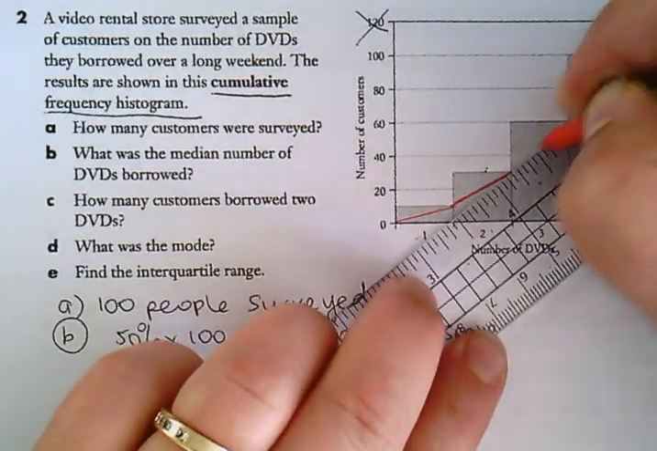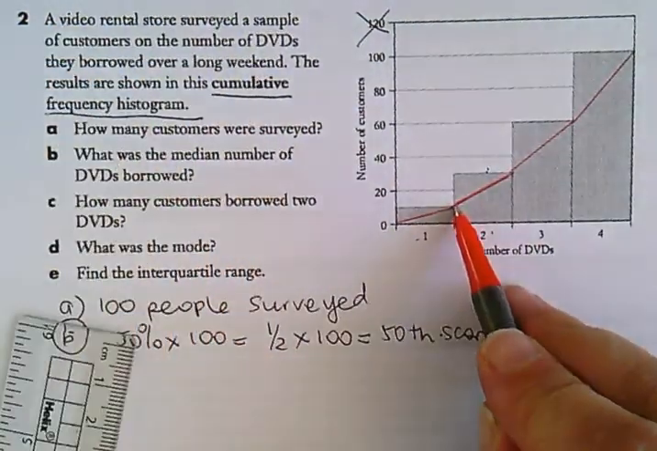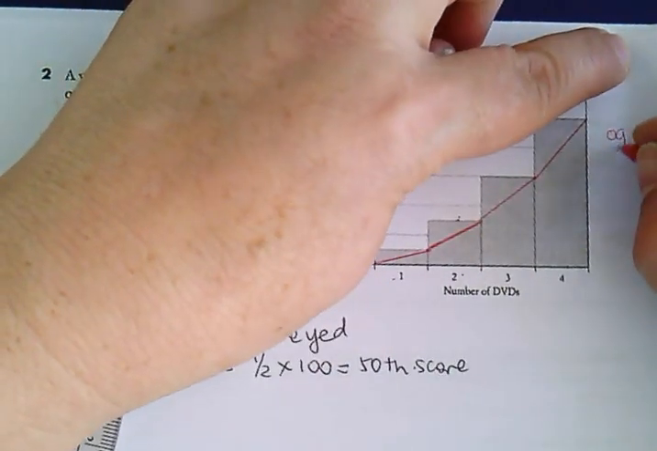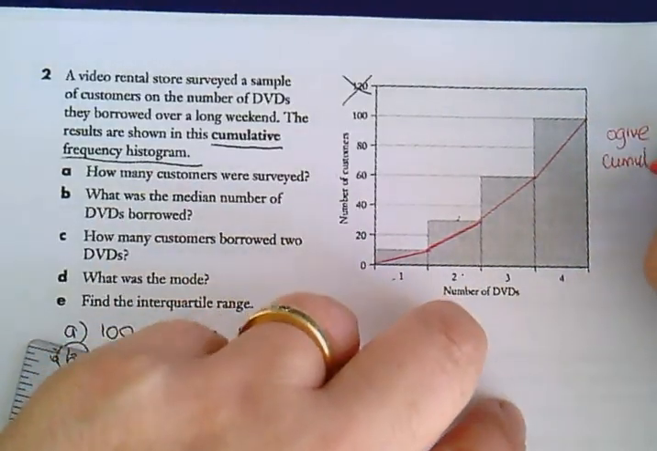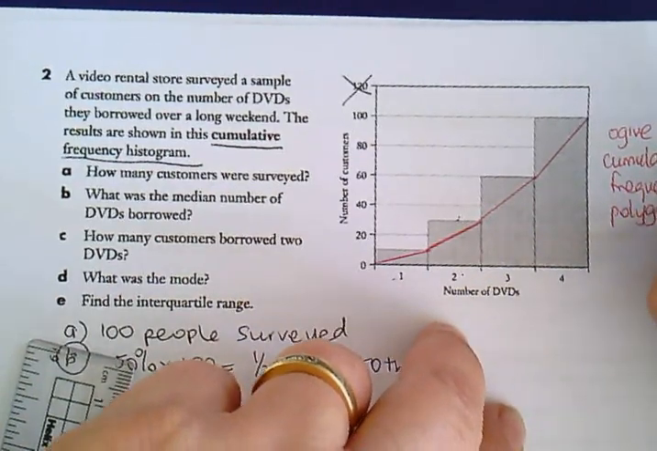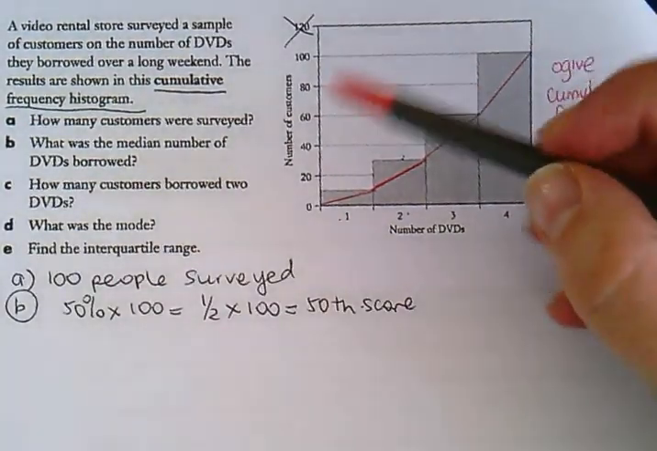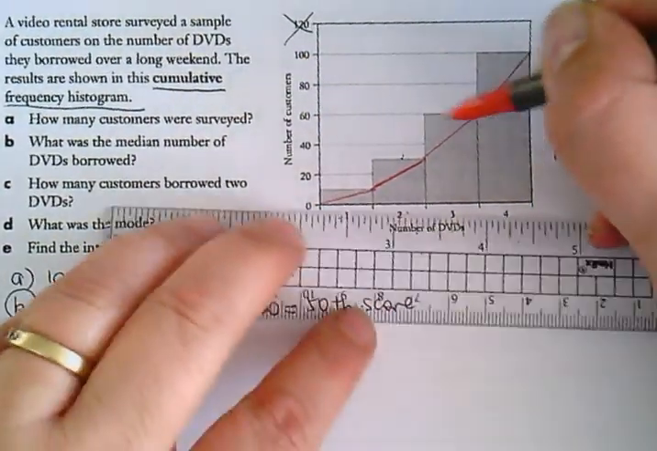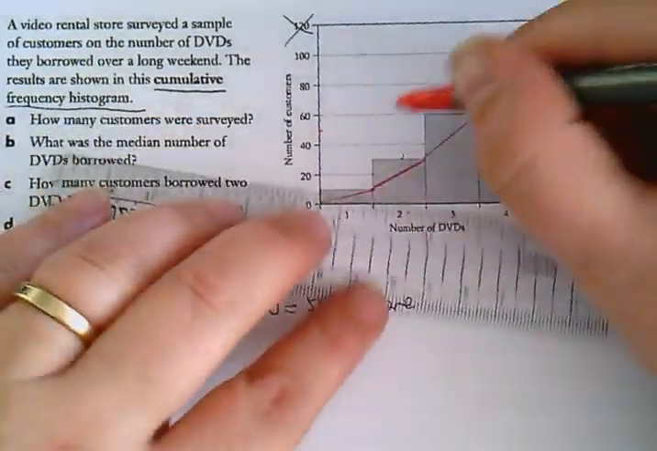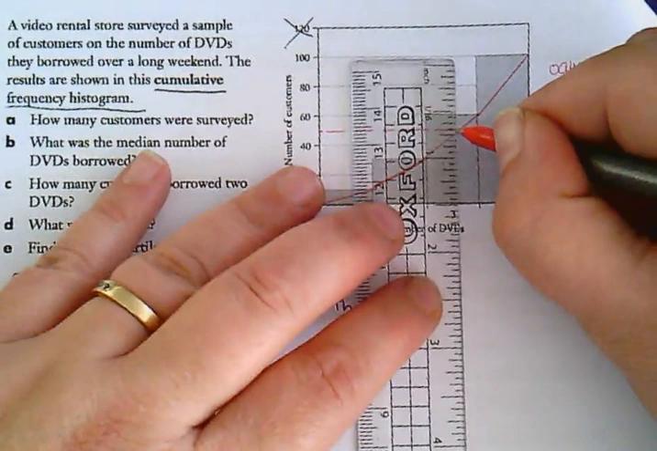It's also called an ogive. So this red line, from the bottom of the first column to the corner, is a cumulative frequency polygon. The red line is called an ogive or a cumulative frequency polygon. So I know I've got 100 customers. I come across at the halfway mark, halfway between 40 and 60. Come across at 50, come down.